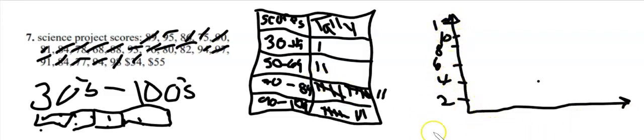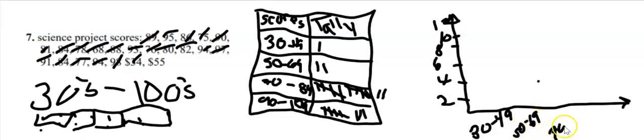And then at the bottom, my x-axis is going to be my intervals, which represents the scores. So we have scores between 30 and 49, scores between 50 and 69, scores between 70 and 89, and then scores between 90 and 109. Now you know that 109 is probably impossible because it's scores on projects, and most grades only go up to 100, but we're going to leave that interval there just for fun.